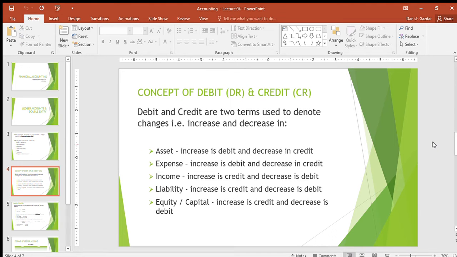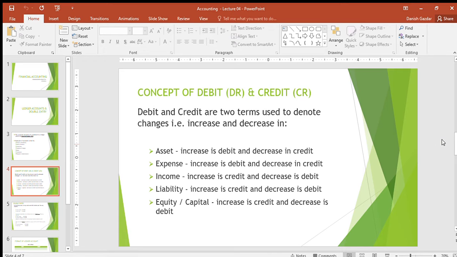Now we are going to discuss a very important concept, which is the concept of debit and credit. Debit and credit are two terms used to denote changes, that is increase and decrease in assets, expense, income, liability, equity. So whenever an asset increases, it is noted as a debit, and whenever it decreases, it is noted as a credit. Similarly, expense increases debit and decreases credit. Income, liability, and equity: whenever these three increase, they are noted as a credit, and whenever these three decrease, their decrease is noted as a debit.